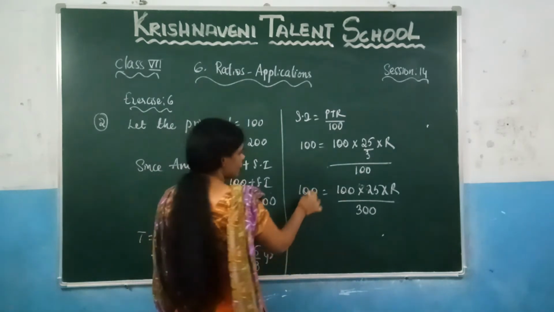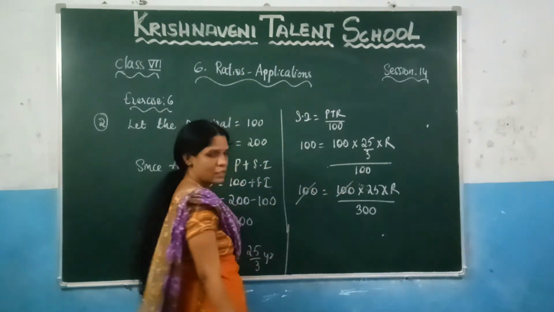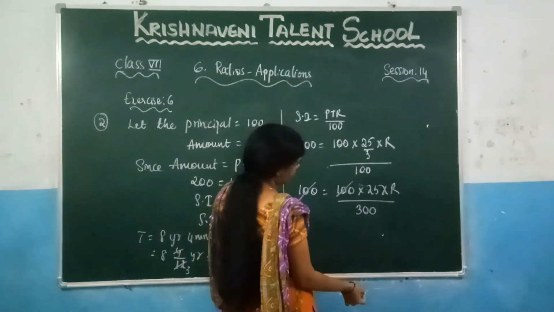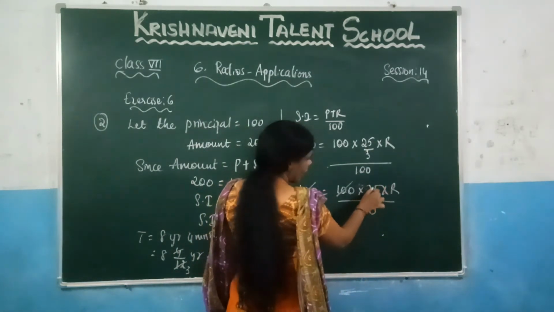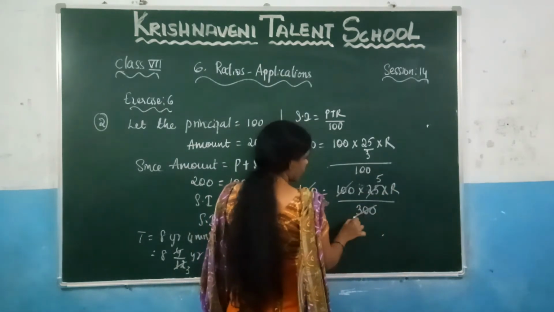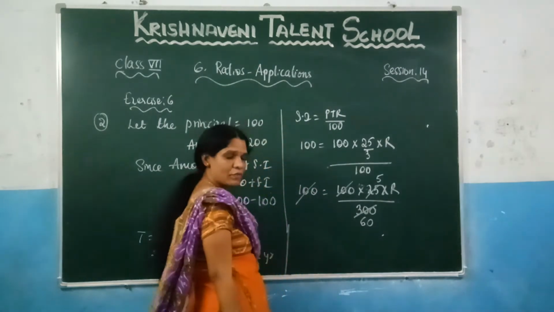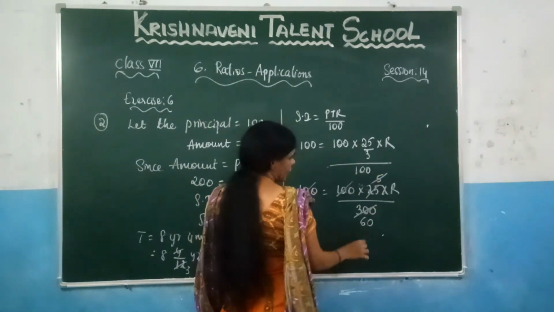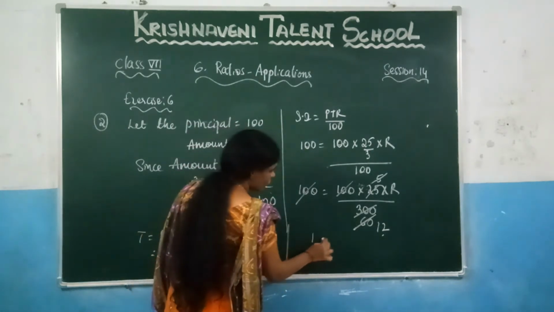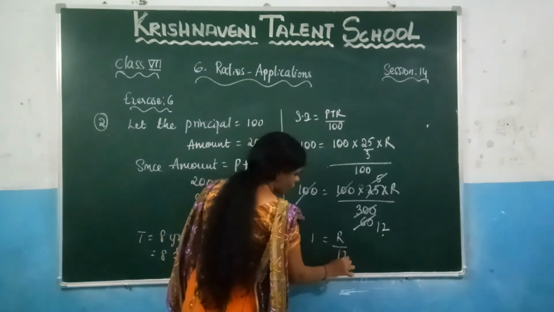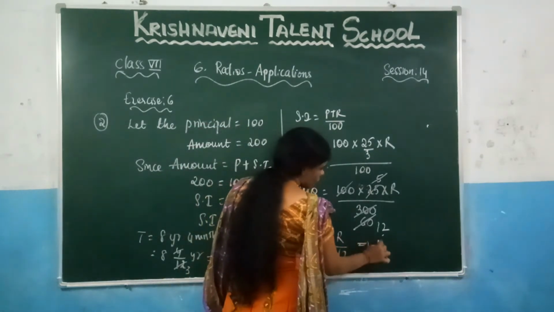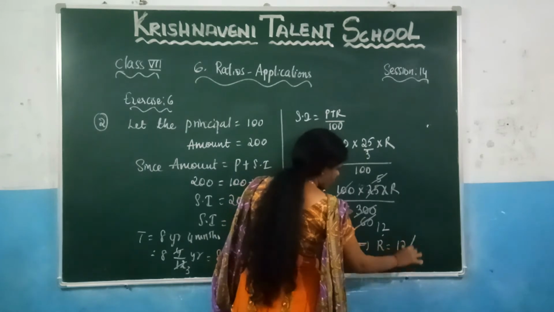Now let us do here this 100 will get cancelled, right? And after that, what you will get it here afterwards? In 5 table, these two values will get cancelled, right? 5 5s are 25, 5 6s are 30, and after that again in 5 table it will get cancelled, 5 12s are 60. So what is left out here? Here we will be left with 1 is equal to R by 12. Now if you take this 12 to this side, what will it become? You will get it here R is equal to 12%.